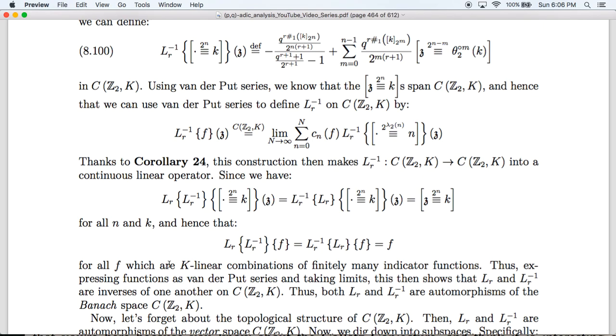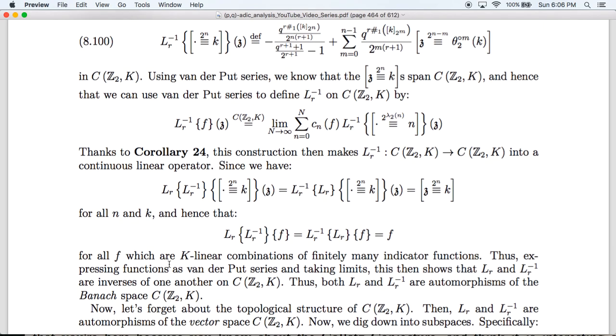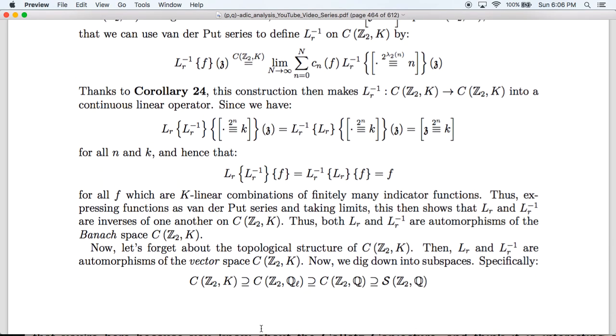Now, we're getting even sillier. Let's forget about the topological structure of this Banach space for a moment. Then LR and LR inverse are automorphisms of this vector space. Now let's dig down into subspaces. Specifically, we started with K, which is a metric completion of QL. Well, we can then go from QL to Q, and then instead of considering this, we'll equip Z2 with the discrete topology, in which case what we have here is just the 2-adic Schwartz-Bruhat functions with coefficients in the rationals.